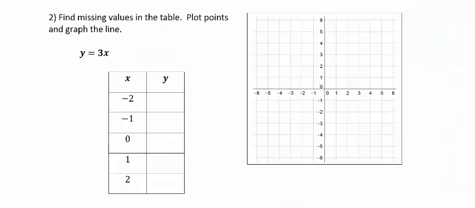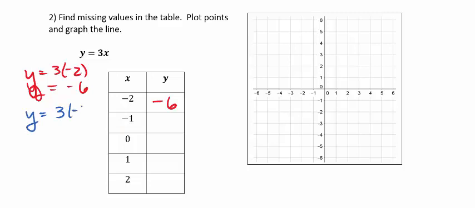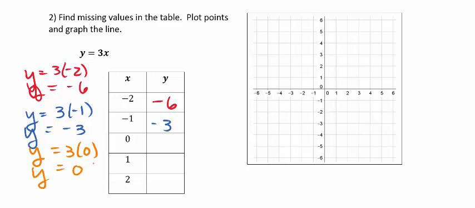Now in number 2, we're going to find missing values in this table, plot the points, and graph the line. So y equals 3x, we're going to substitute negative 2 in place of x, and 3 times negative 2 is negative 6. Then I'm going to substitute negative 1 in place of x, so 3 times negative 1 is going to be negative 3. Now we'll substitute 0 in place of x, so 3 times 0 is 0.